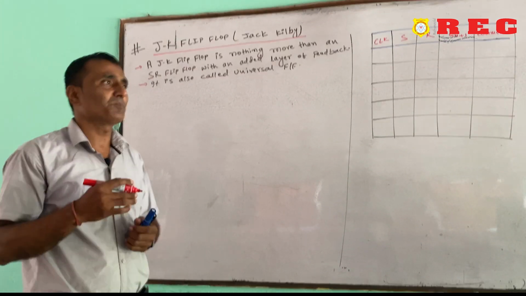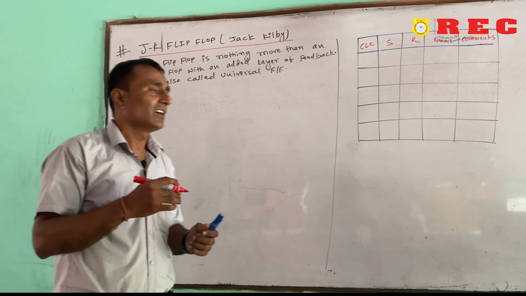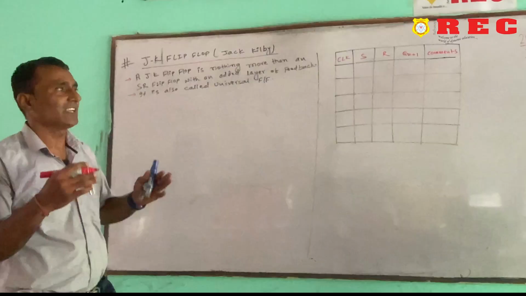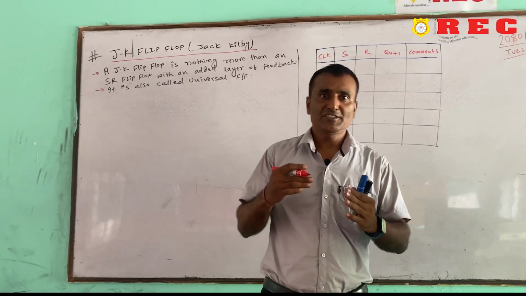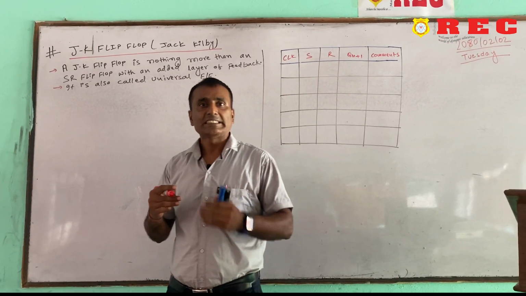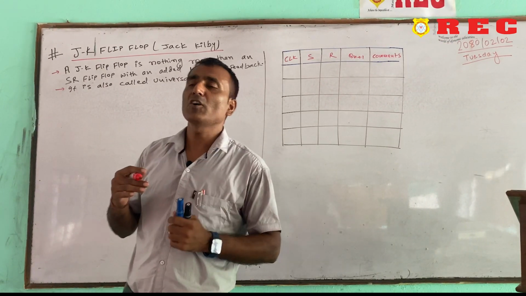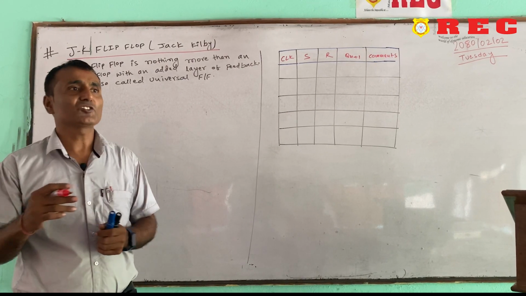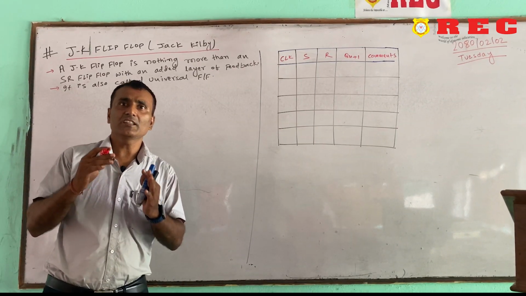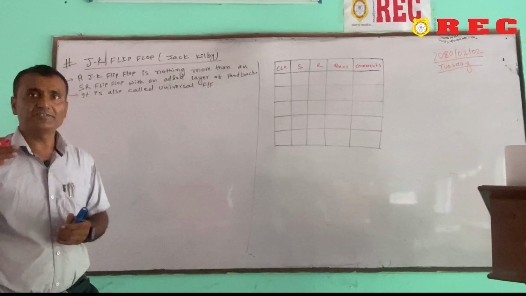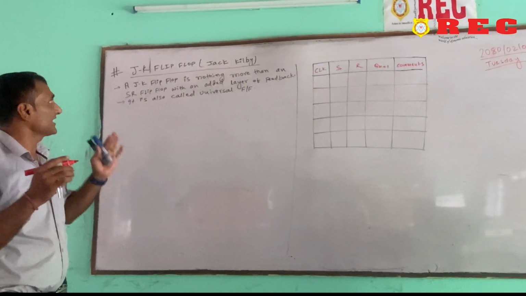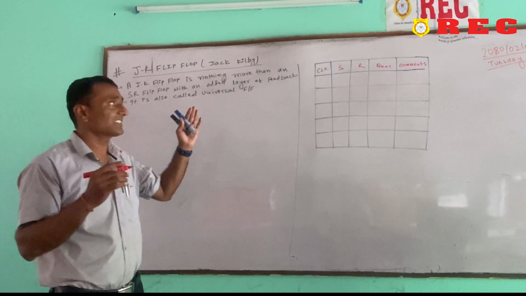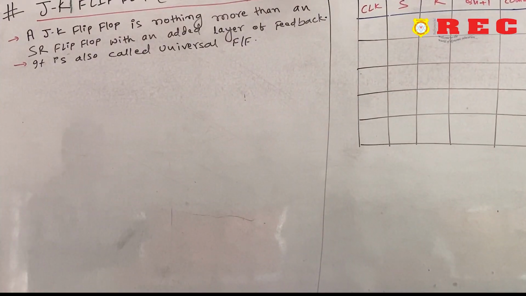JK flip flop is also known as the universal flip flop, because with the help of this JK flip flop we will study the JK master slave flip flop, the D flip flop, that is the delay flip flop, and the T flip flop, that is the toggle flip flop. So we have to see a lot of flip flops. Firstly, see how this JK flip flop, the full form you can say Jack Kilby.